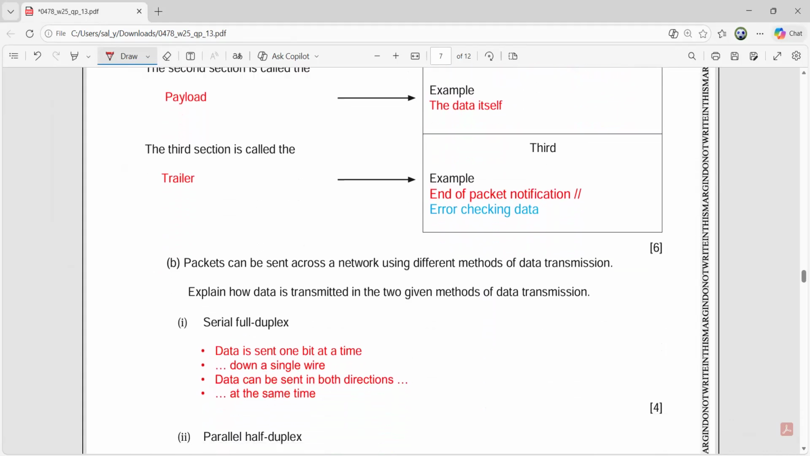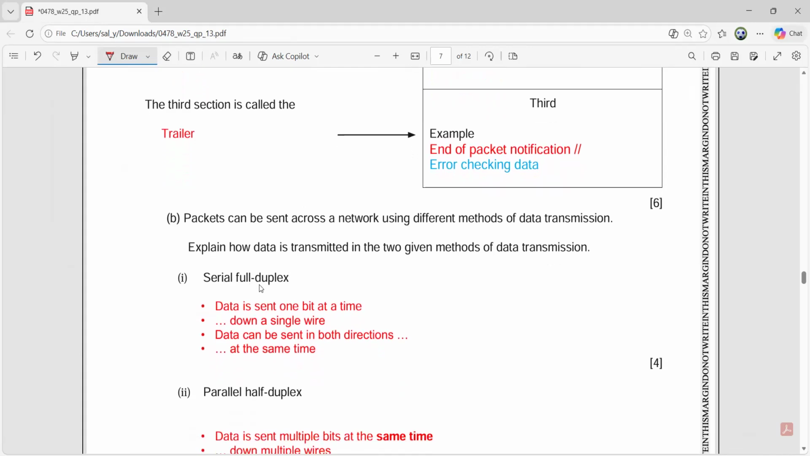Packets can be sent across a network using different methods of data transmission. Explain how data is transmitted in the two given methods of data transmission. And which are the two methods? It's a 4-mark question. Serial, full duplex. Now, how will you divide the marks?